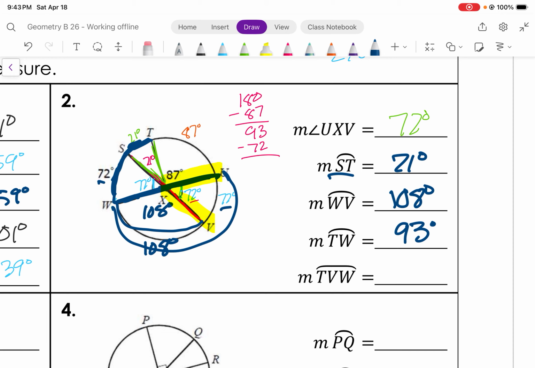And then we've got TVW, which is actually going to be us going the other way. So we're at T to V to W. So that's everything but this section right here. So that would be 360 minus 93. That's 267. All right. So all that should work out.